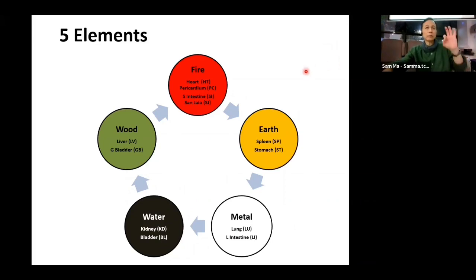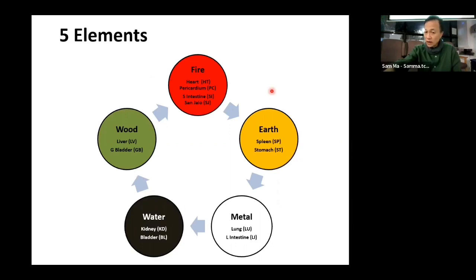Now I just want to talk about it slightly. Can you see the little arrow there? This little arrow means to give birth, or promote, or make stronger. What does it mean? Wood makes fire stronger. Yeah, you don't need me to tell you that. All right, everybody happy with that? Wood makes fire stronger. All right. And then fire makes the earth richer.